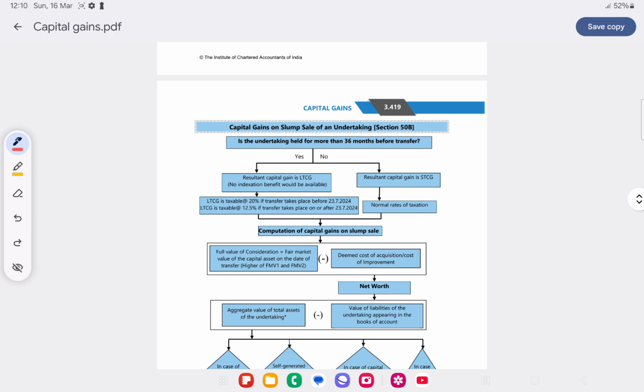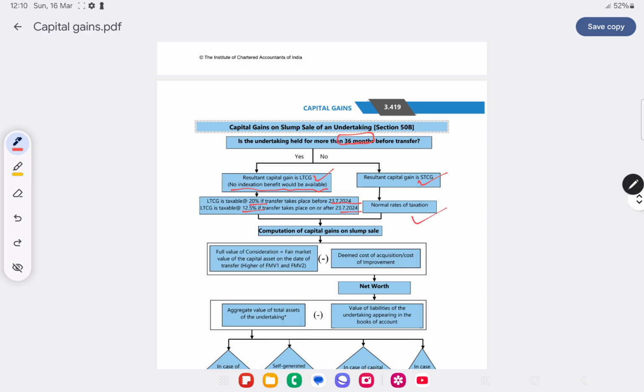Here we should check 36 months as the period of holding. If it is held for more than 36 months, it's a long term capital gain. If not, it is a short term capital gain. Will indexation benefit be given? Indexation benefit would not be available. What will be the rate? Long term capital gain where transfer took place before 23rd July, 20%. Long term capital gain after 23rd July, 12.5%. In either case, no indexation benefit will be given. For short term capital gain, normal rates of tax.